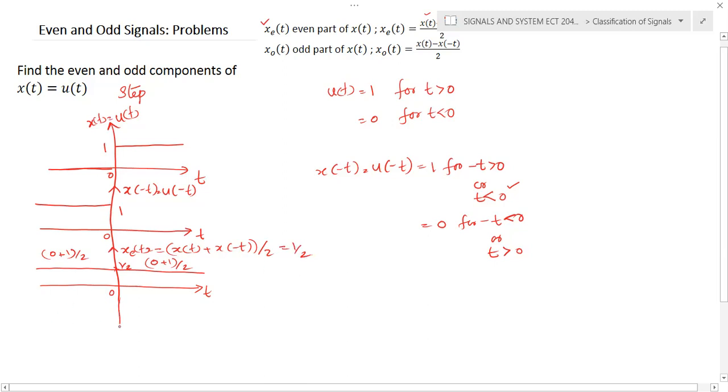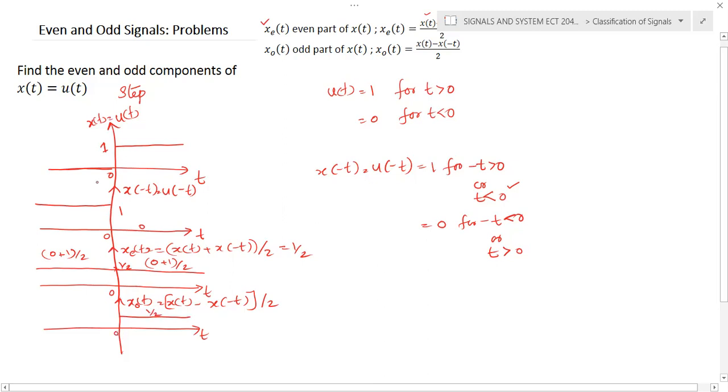Now we need to find the odd component. To find the odd component, we need to use the formula x odd of t, which is equal to x of t minus x of minus t divided by 2. So if you take the positive side, the first signal, that is for u of t, it's 1. Okay, and the second signal is 0. So 1 plus 0 by 2, sorry, 1 minus 0 by 2, so you'll get 1 by 2 here.